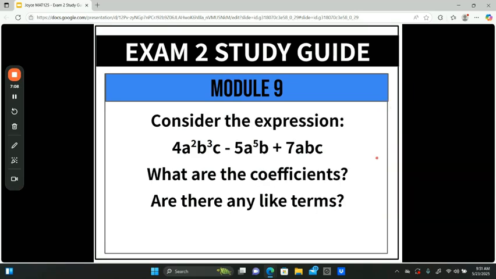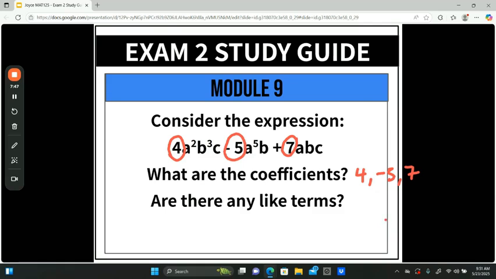Consider the expression, what are the coefficients and are there any like terms? Okay, coefficients. Coefficients is going to mean the number that is out in front of, in simple terms, all the letters, basically. So when we look here, we're going to see that one coefficient is 4. One coefficient is -5. This gets included with the number. And then this one's going to be positive 7. So I'm going to write them out here: 4, -5, and 7.